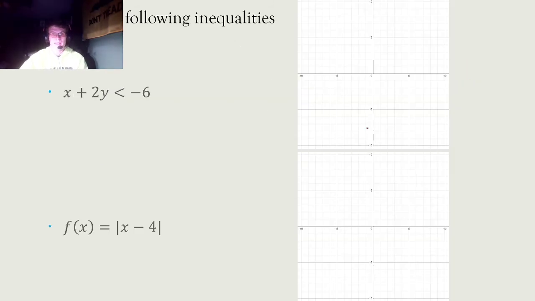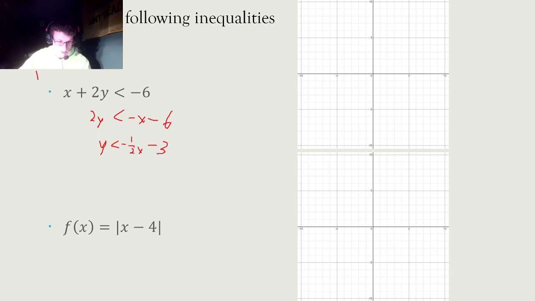Graph the following inequalities. Remember, graphing inequalities, we're doing the same thing as when you're graphing lines. So we start off by changing to slope-intercept form. 2y is less than negative x minus 6. Y is less than negative 1 over 2x minus 3. Okay? Y is less than negative 1 over 2x minus 3. Now we just have to graph our line.